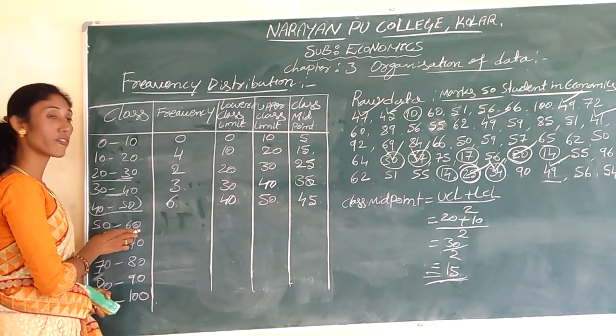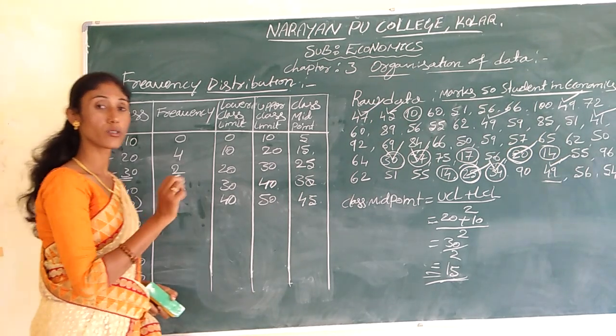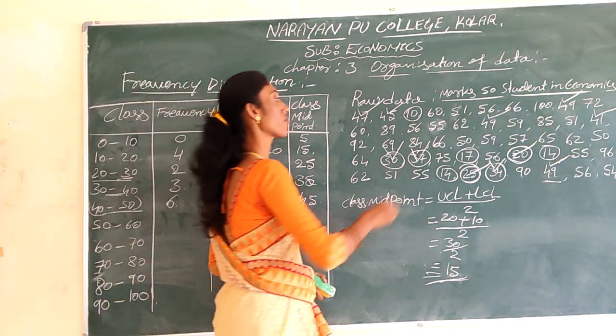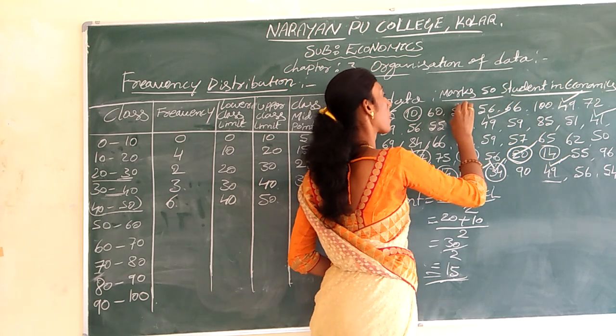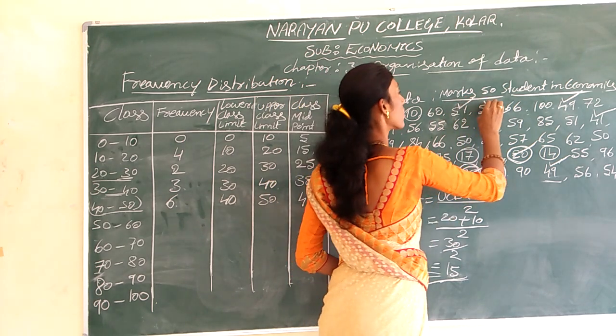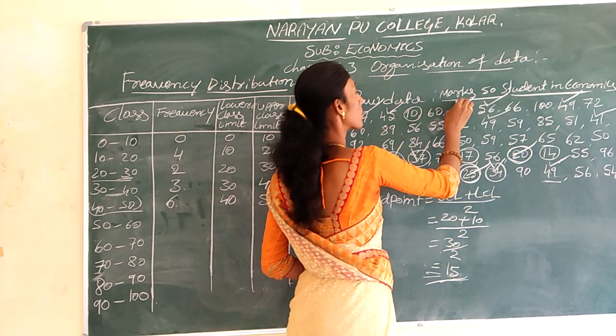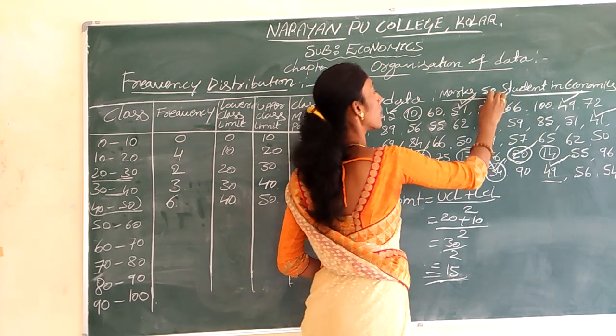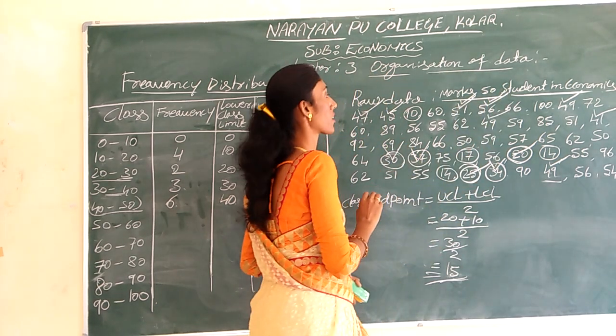Here between 50 to 60 the values appear: 1, 2. Make a double tick for easy identification.